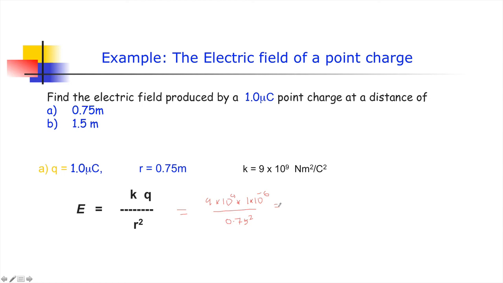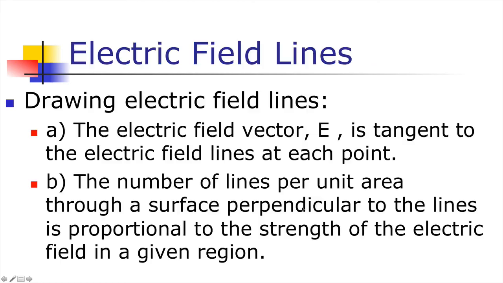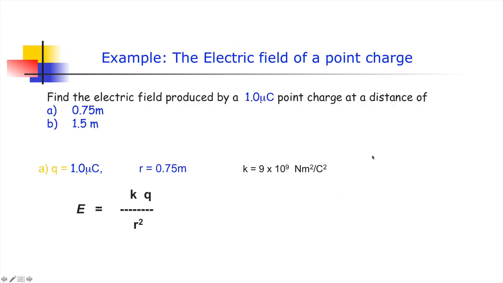Yeah, let's do it together. I'm going to use my calculator as well. So it's going to be 9 times 10 to the power of 9, I'm not positive 9. And then this is what I get. I want you to verify if this is correct. So it is 16,000 Newton per Coulomb. So how much would it be for B?